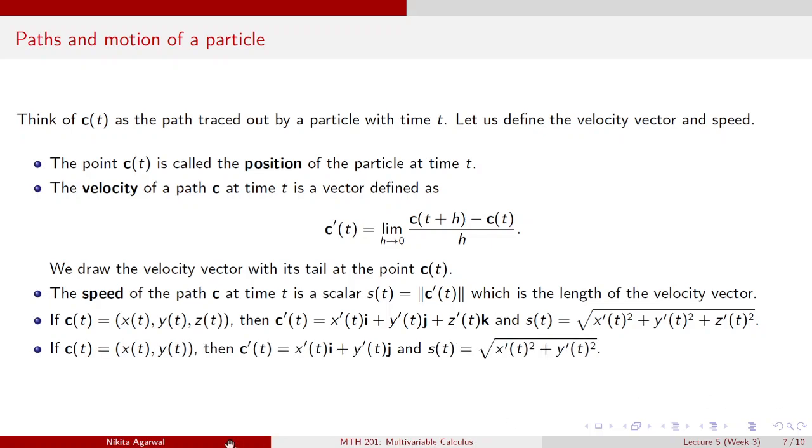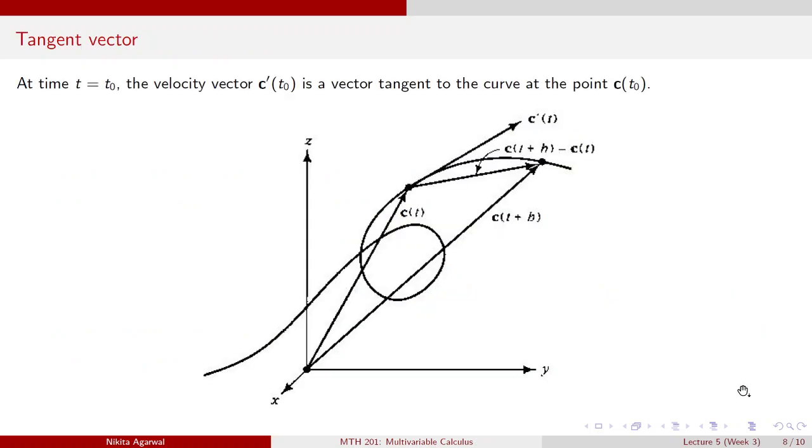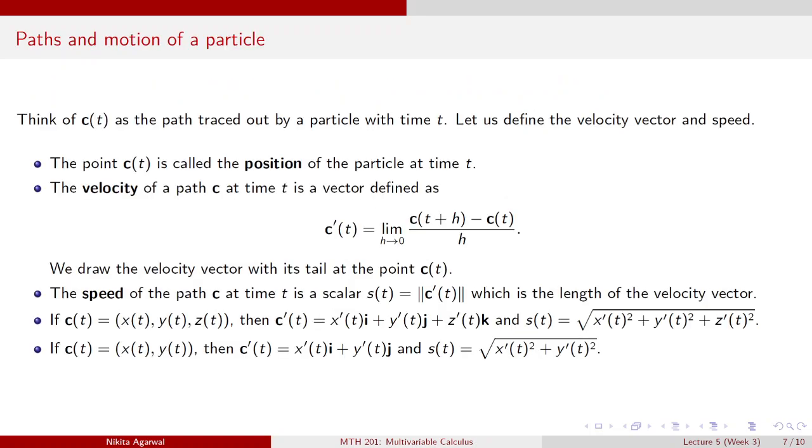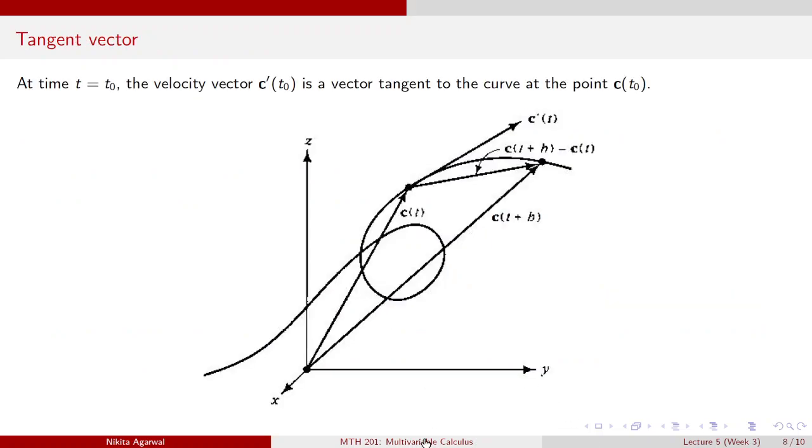Similarly, if your curve, your motion is in R2, this first one is motion in R3, but suppose your motion is in a plane, then you have only two components, in which case C prime t becomes this and s(t) becomes its length, right? So, okay, let me go back. So I just told you that you take your velocity vector with its tail at the point C(t), right? So let us look at this picture.